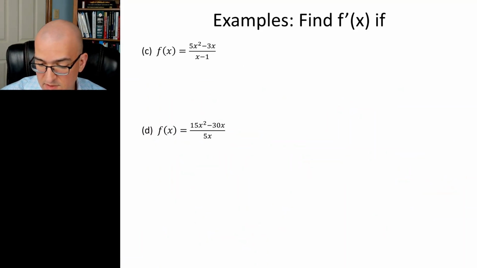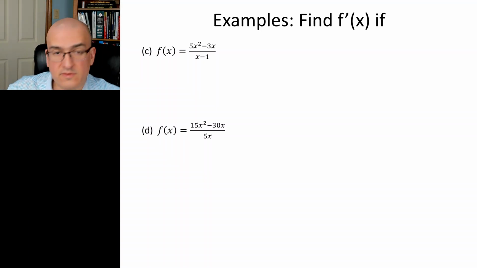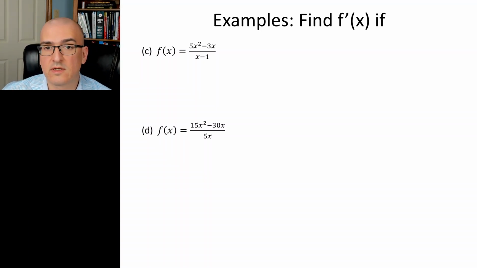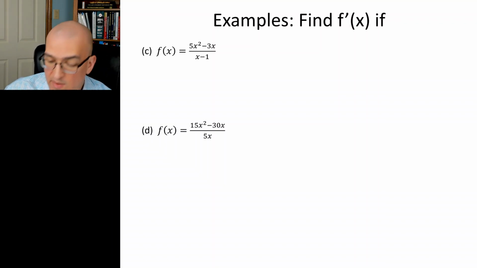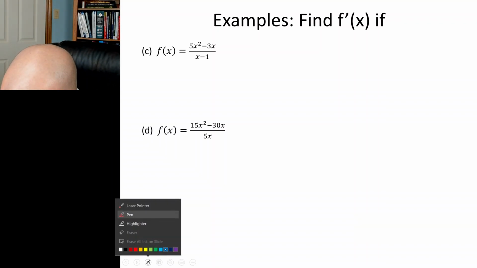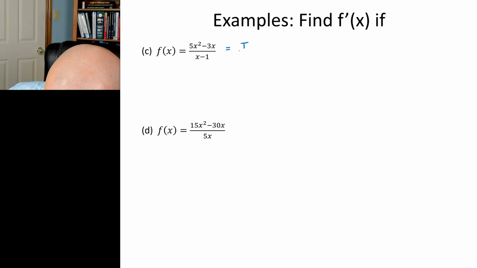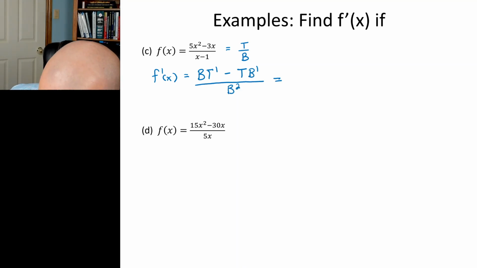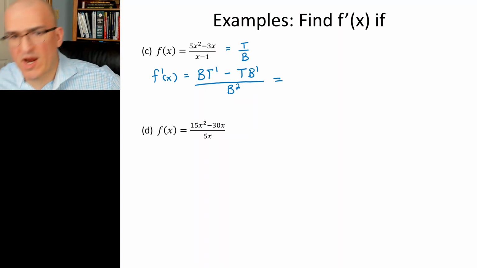Here's another set. In C, it's clearly a quotient rule. You have a top function over a bottom function. You have to use a quotient rule. So t over b. So our derivative f prime is going to be the bottom function times the derivative of the top, minus the top times b prime, over b squared. Always subtract the bad thing.